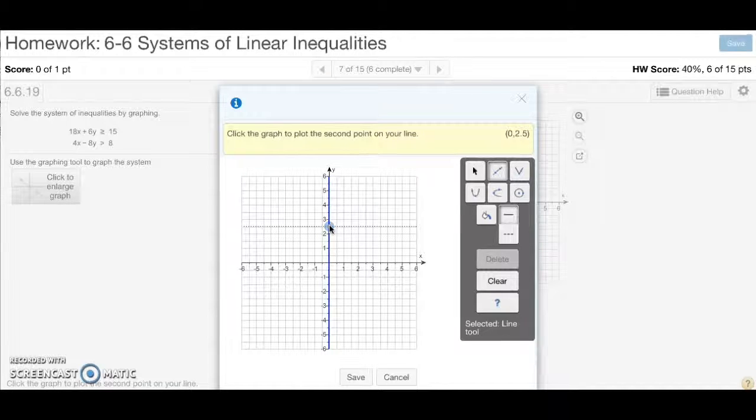I will go down 3, so I count down 1, 2, 3. Count 2 dashes to count as one whole point. And then I'm going to go over 1. And remember it's a solid line.